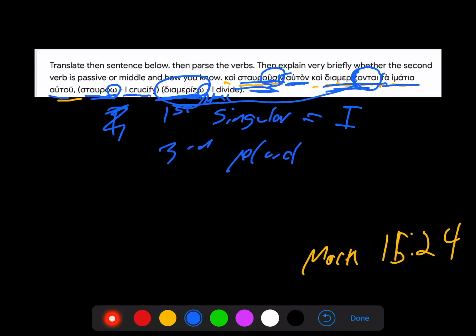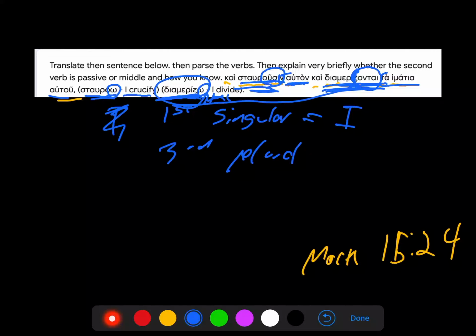When they're dividing his garments, though, they're dividing those garments for themselves, right? They're not dividing the garments so that Jesus can have them afterwards. They're dividing the garments so that they can take some home for themselves. And so that's why this verb is in the middle sense. So I believe I asked you to give an account of whether it was middle or passive and how you knew. And not too many of you attempted to do that, but here I'm teaching you the steps you needed to think through so that you translated it.